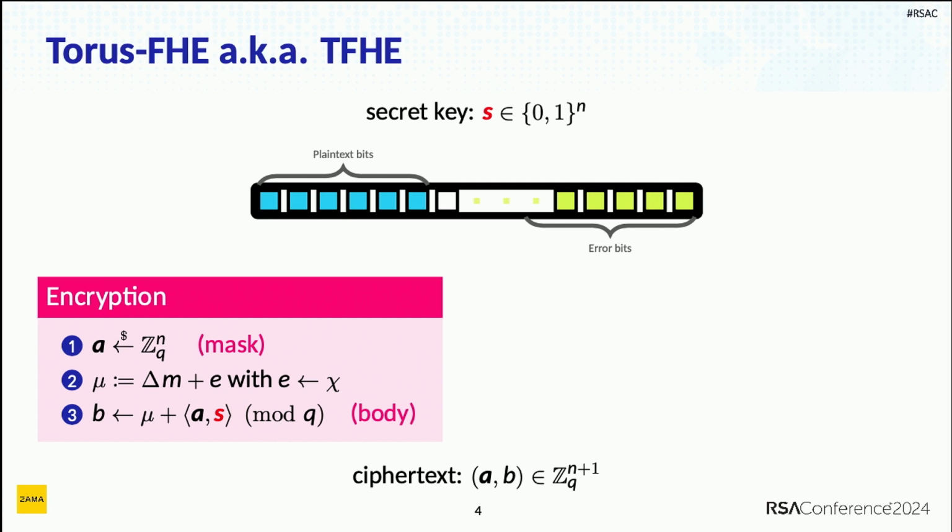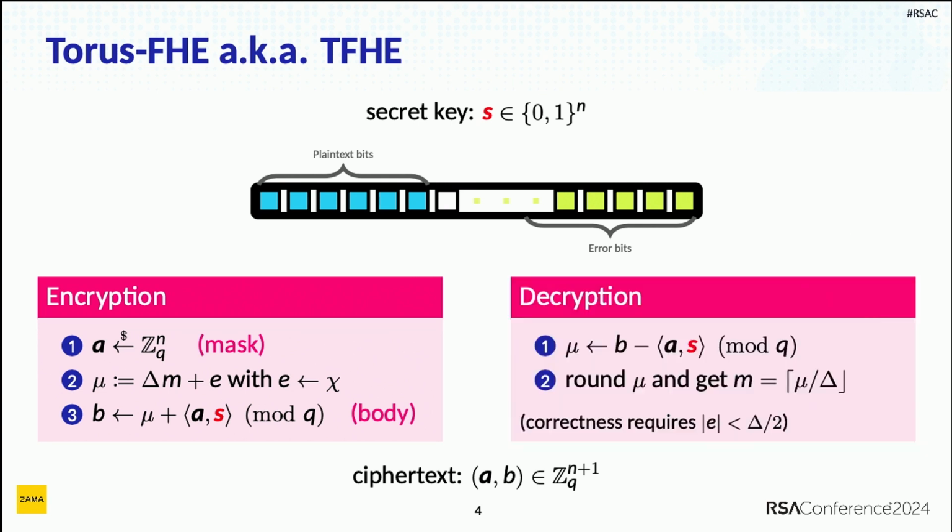And then for security reasons, we have to add some noise. So here's some noise that is added onto this message M, and then you get mu. And to get the second part of the ciphertext, you compute the inner product of A, the mask, and S. So S is the secret key. You add mu, and then you get the body B. And the ciphertext is that pair A and B. So you see that this is pretty fast to do. What you have to do is just computing basically that inner product.